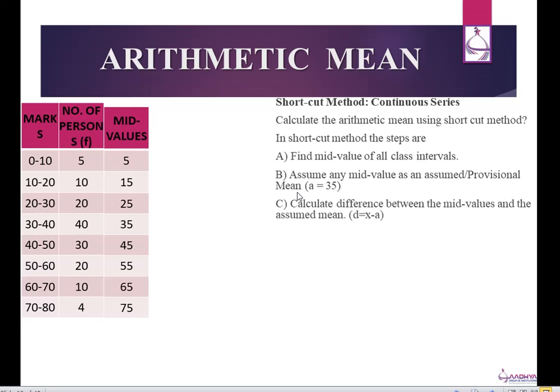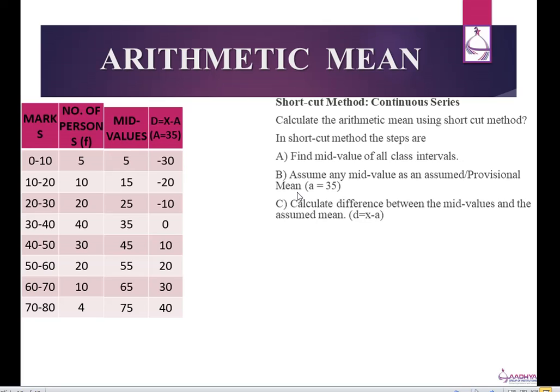Now we'll calculate the difference between each mid value and the assumed mean. Our assumed mean is 35, so we subtract 35 from each mid value. That means 5 minus 35, 15 minus 35, 25 minus 35, 35 minus 35 and so on. When we calculate that we get minus 30, minus 20, minus 10, 0, 10, 20, 30, 40.